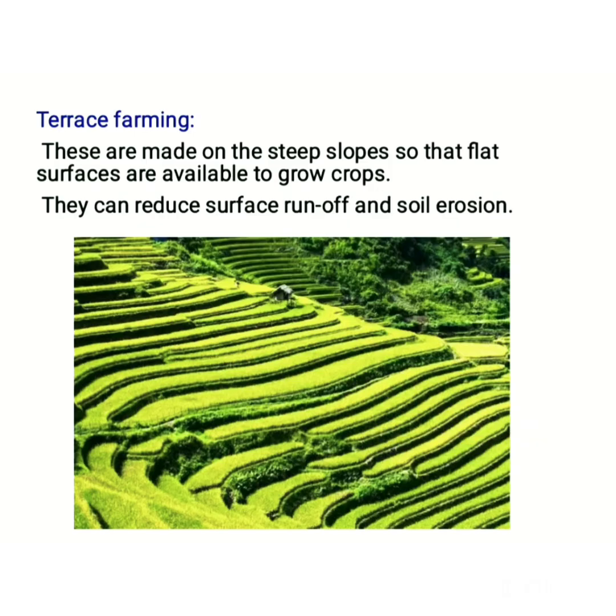Then next one is terrace farming. Here you can see how beautiful this picture is, right? The hill slopes are made into steps. These are made on steep slopes so that flat surfaces are available to grow crops. So they can reduce surface runoff and soil erosion. If this is done, the water flow will be less, and this will not damage the agriculture.